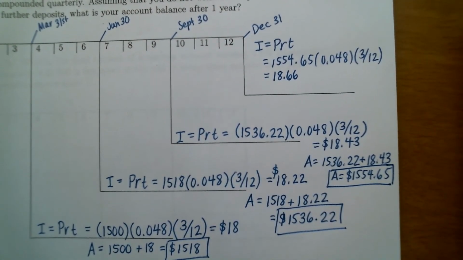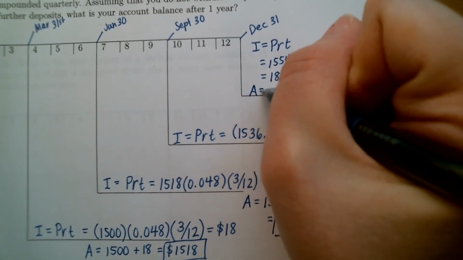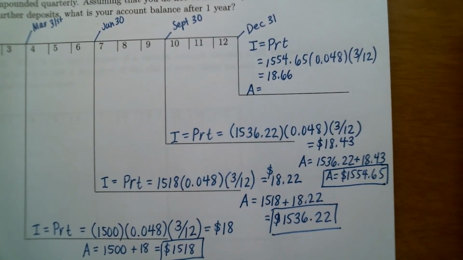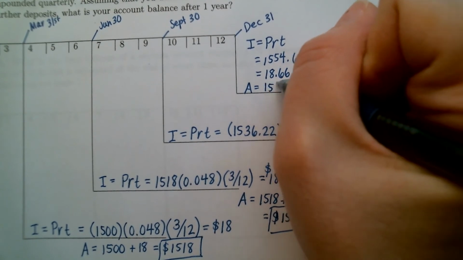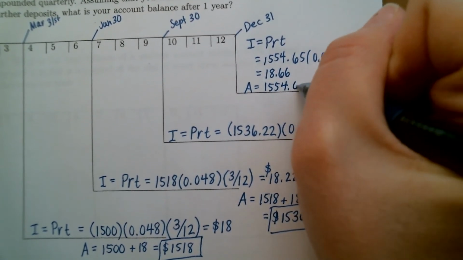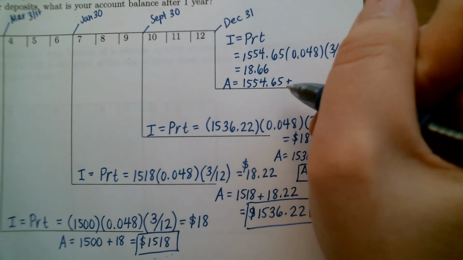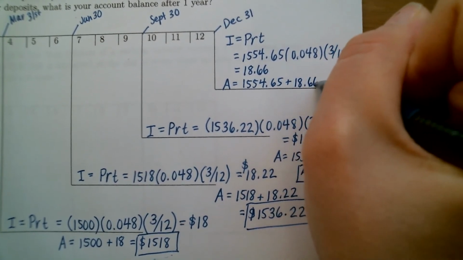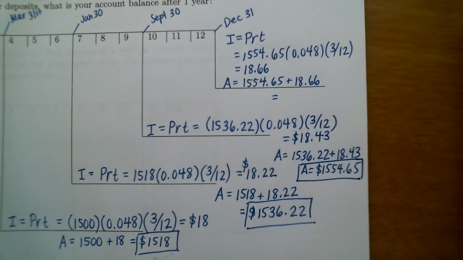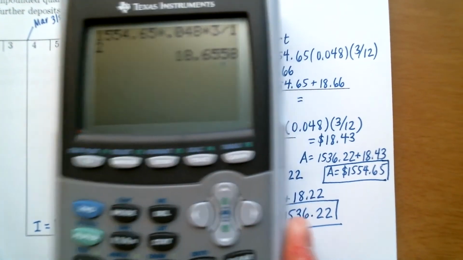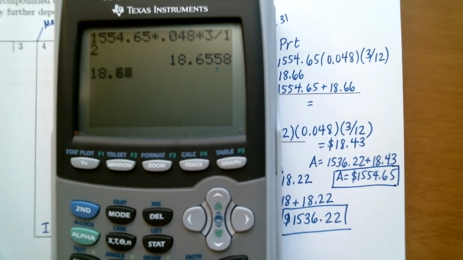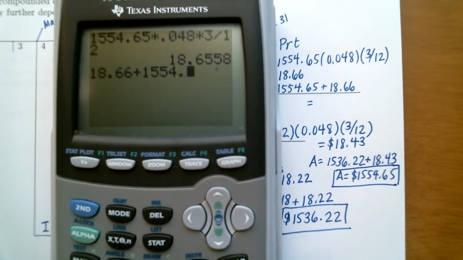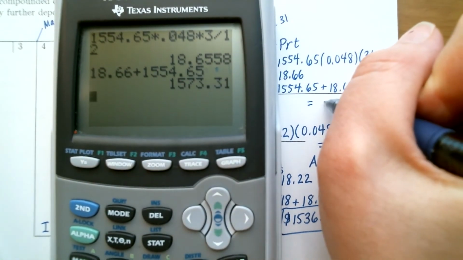Okay, and now to get our final balance, how much money we have in the account at the end of the year, we just need to add. So we're going to take what we started with in the fourth quarter. We started with $1,554.65. Add the interest that we earned, $18.66. So the grand total at the end of the year is going to be $1,573.31.